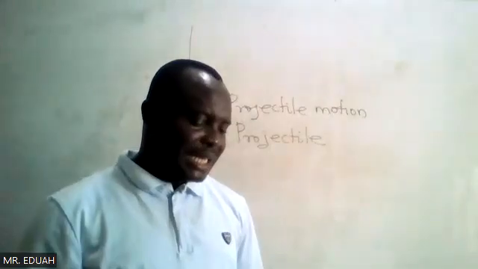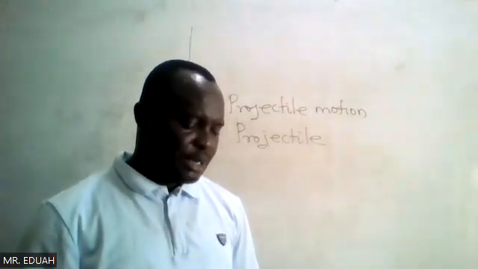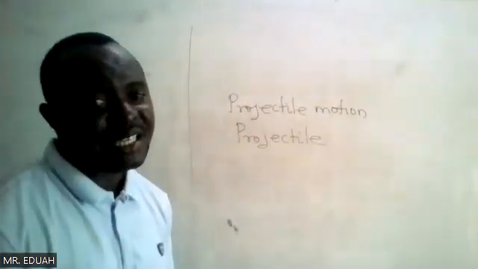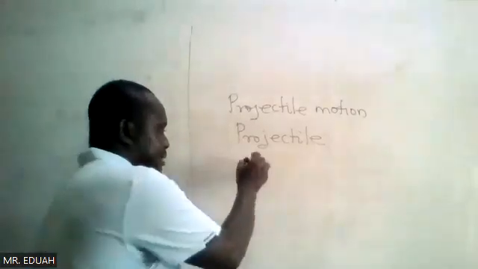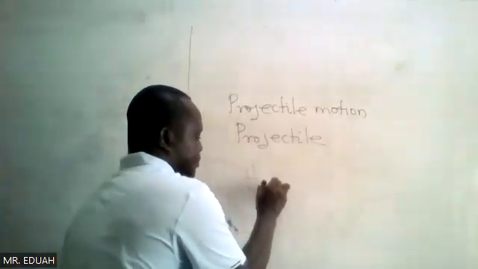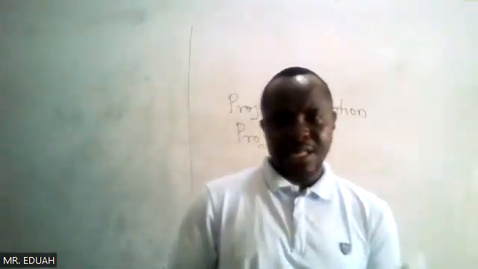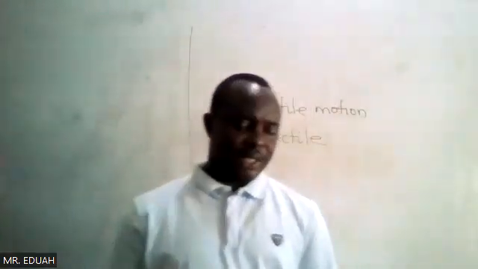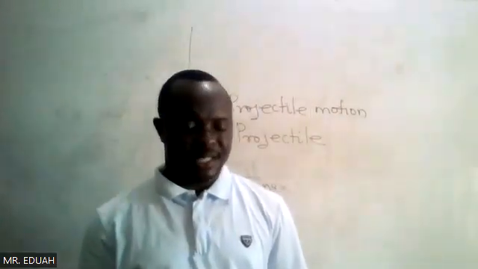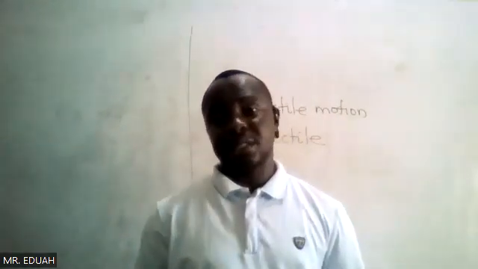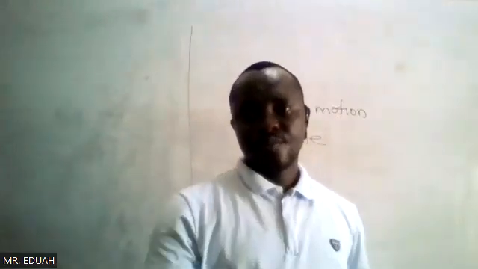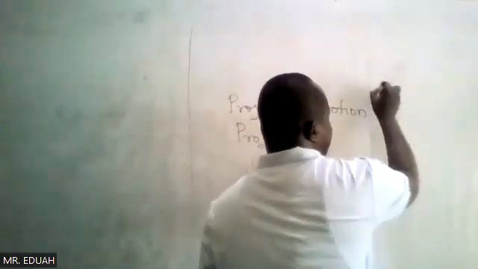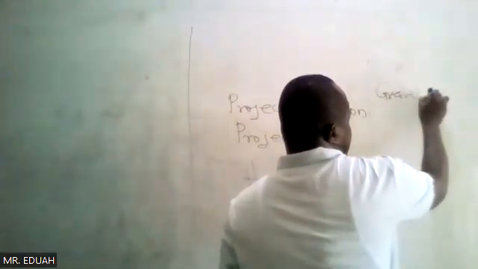State 3 factors that affect the maximum height, H max, reached by a projectile. Yes. Lizzie, give me one. We have to say 3. So 3 factors that affect the maximum height reached by a projectile. Gravity. Gravity is one. So we have gravity.